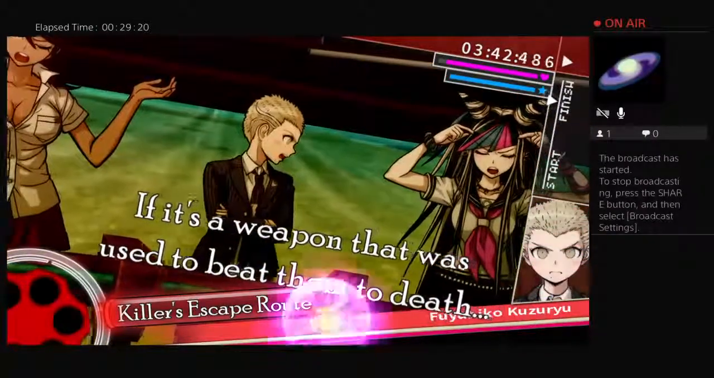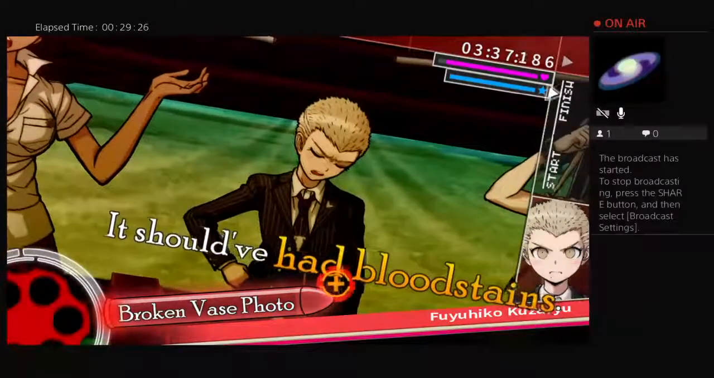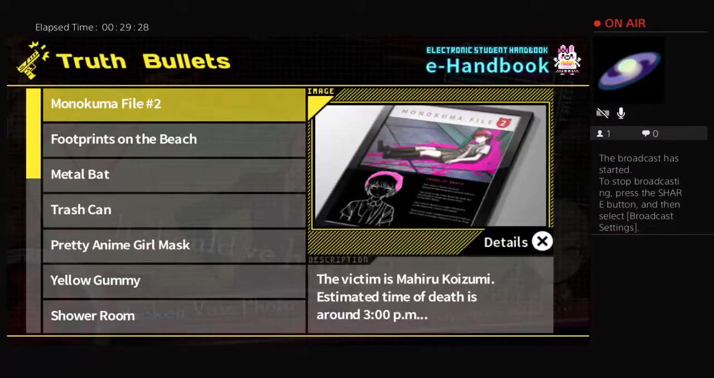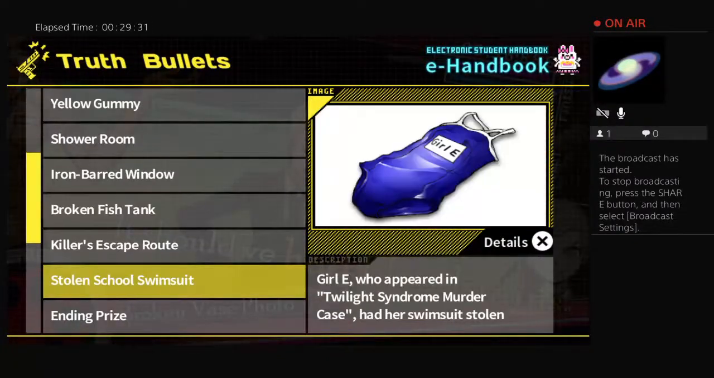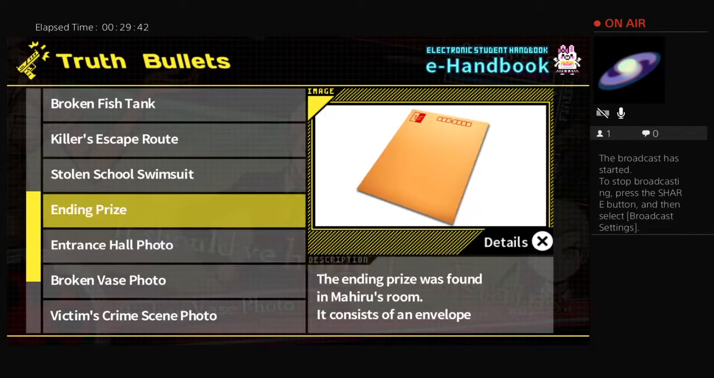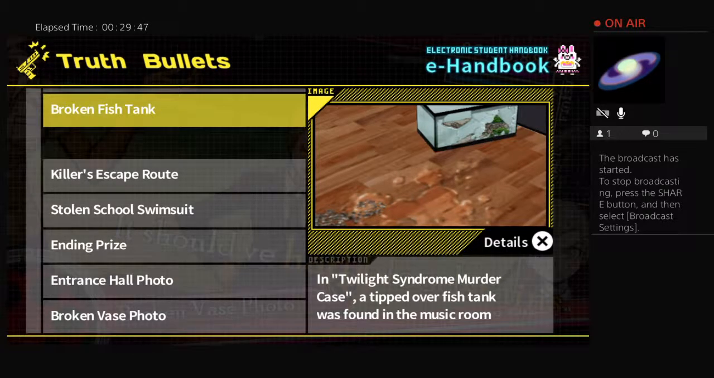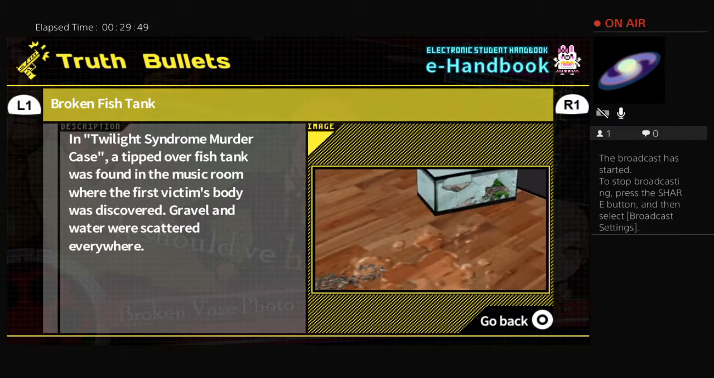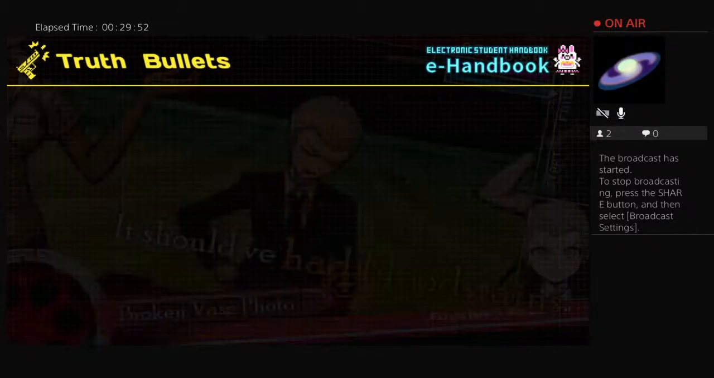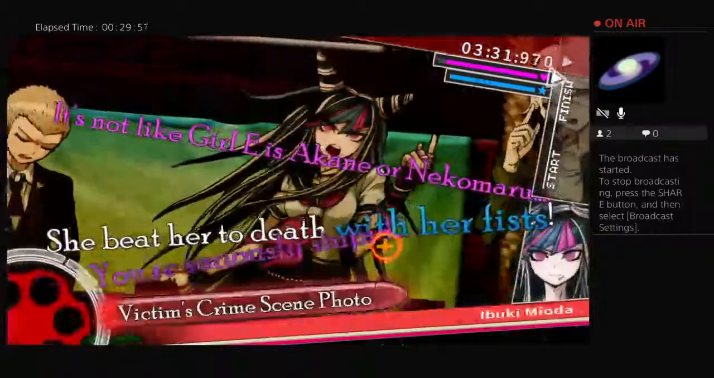If it's a weapon that was used to beat them to death, it should have had bloodstains. Was there a weapon with bloodstains on it? She beat her to death with her fists!